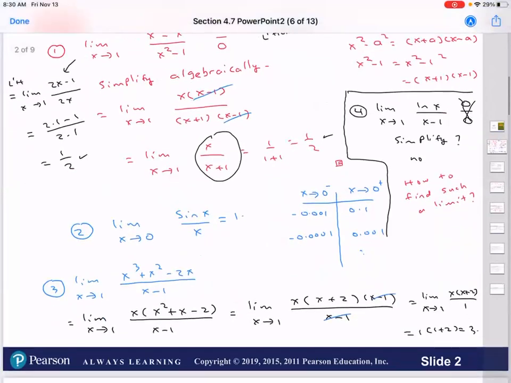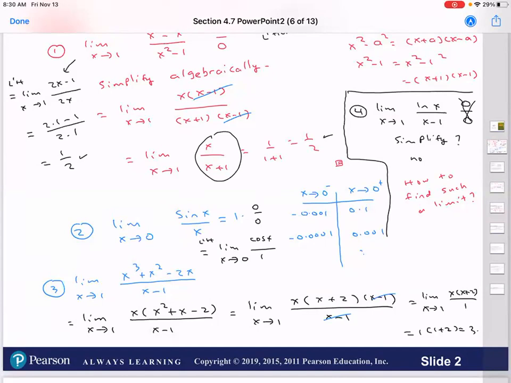Similarly, number 2. If you plug in 0 for x, or if you take the limit of sine x in the top, what do you get? Sine 0 is 0, and 0 in the bottom. It is another problem where we can apply L'Hopital's rule. So then, by L'Hopital's rule, as x approaches 0, the derivative of sine x is cosine x, divided by the derivative of x, which is 1. So we just have cosine x now.